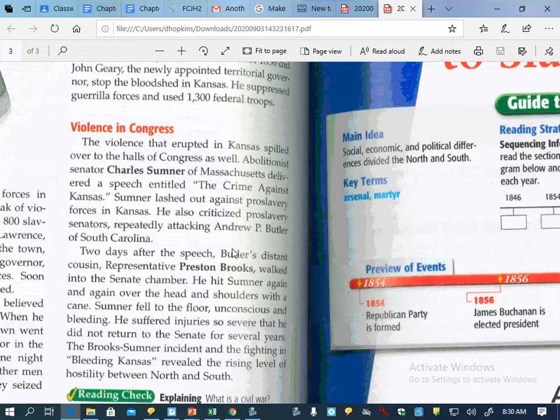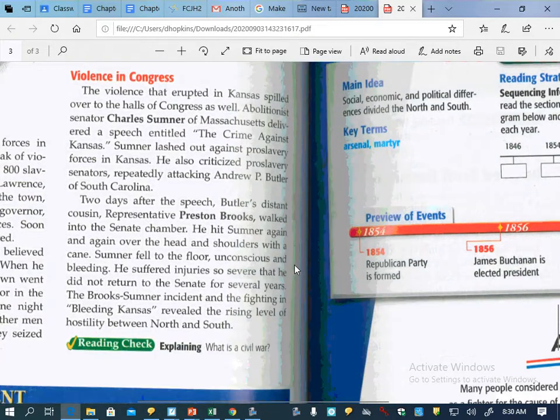Violence in Congress. The violence that erupted in Kansas spilled over into the halls of Congress as well. Abolitionist Senator Charles Sumner of Massachusetts delivered a speech entitled "The Crime Against Kansas." Sumner lashed out against pro-slavery forces in Kansas. He also criticized pro-slavery senators, repeatedly attacking Andrew Butler of South Carolina. 2 days after the speech, Butler's distant cousin, Representative Preston Brooks, walked into the Senate chamber.